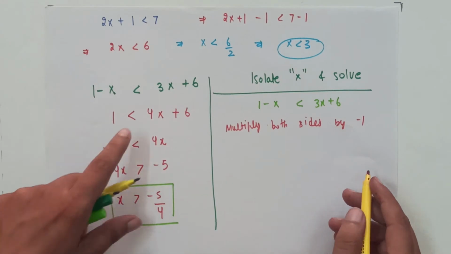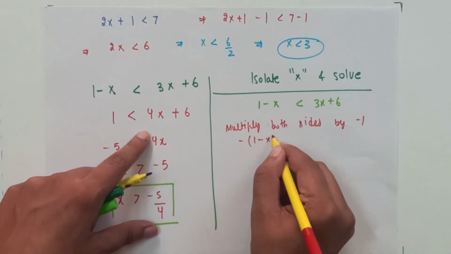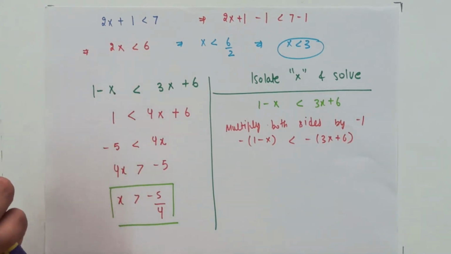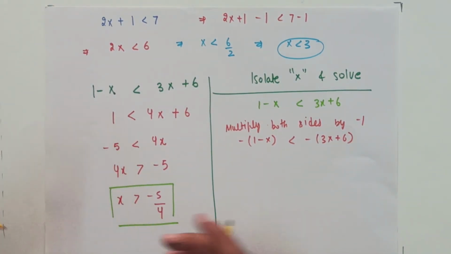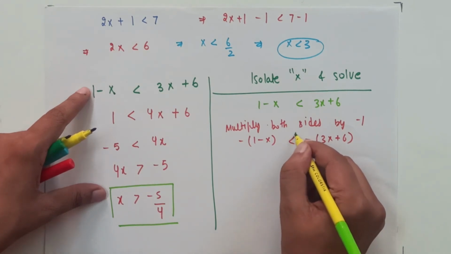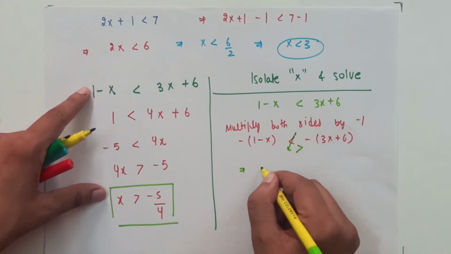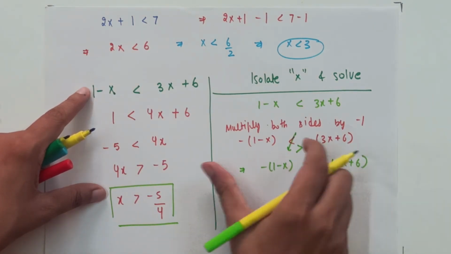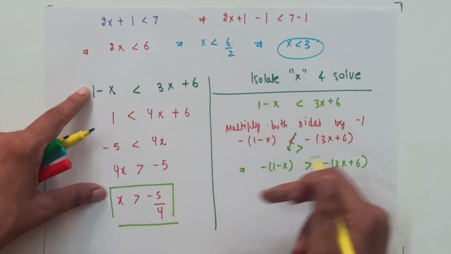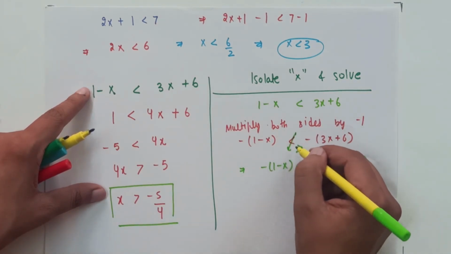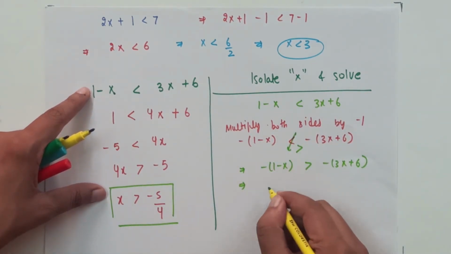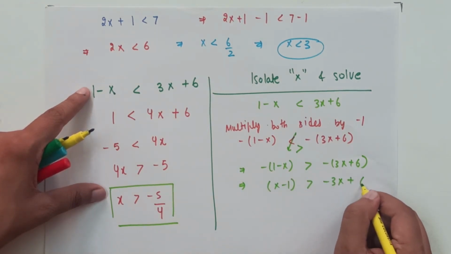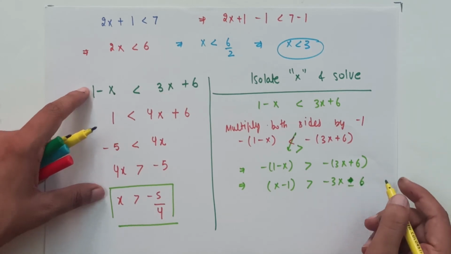So in this case, if I multiply by a negative sign on both sides, the inequality flips over, and our expression becomes this. According to the rule, when we multiply by -1, the inequality flips over. Here it was less than, now it will be greater than. Simplifying, we get x minus 1 is greater than minus 3x minus 6.